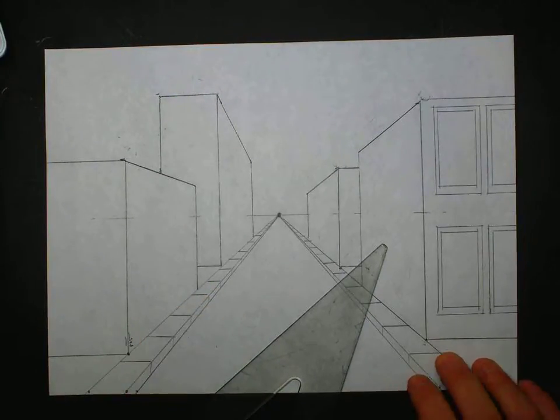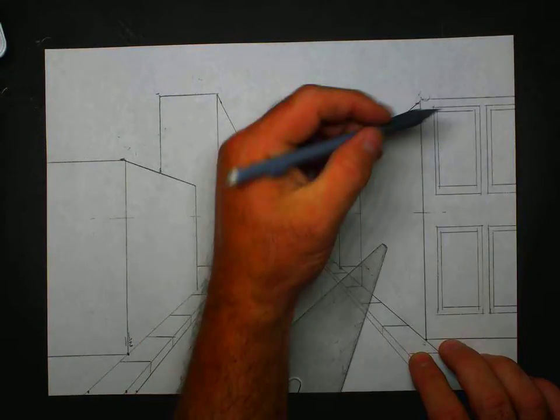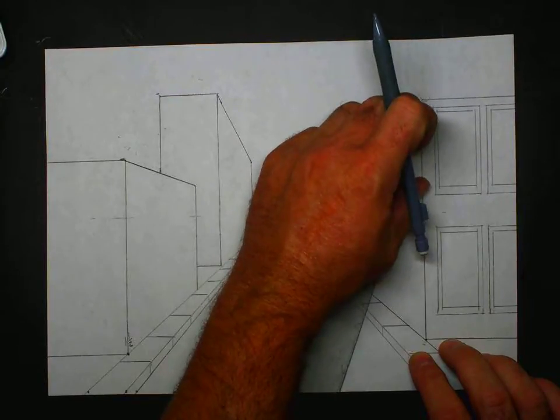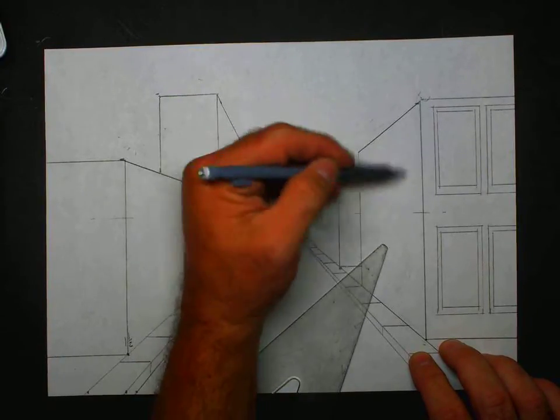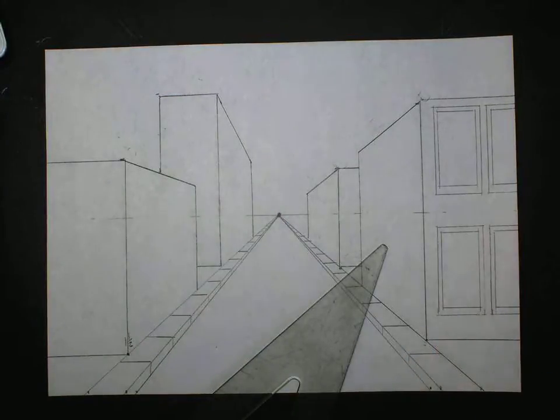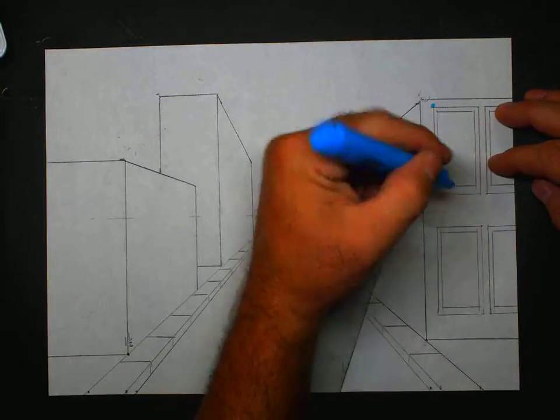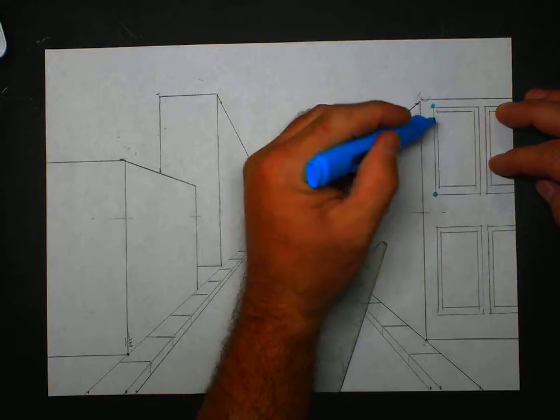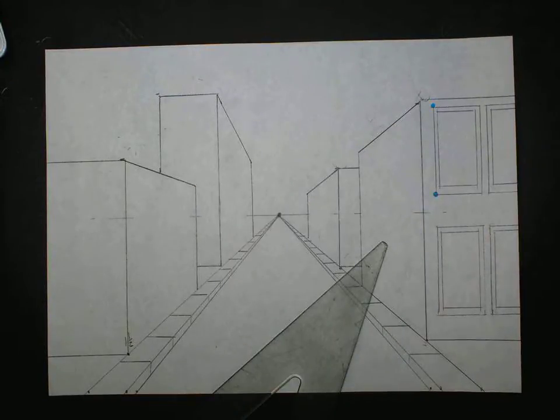So we've got the front. We're going to use these to establish the height of the windows on the side. We'll go windows here and maybe a door here. What I'm going to do is use these two corners of my window here, and they're going to help me establish the height of my windows down the side.